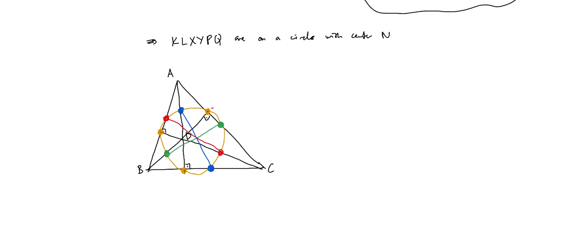So the green segment, blue segment, and red segment are diameters of the circle. So necessarily these 3 orange points also come. This orange point comes because of the green. This orange point comes because of the blue segment. And this orange point comes because of the red. So there are these 9 points.